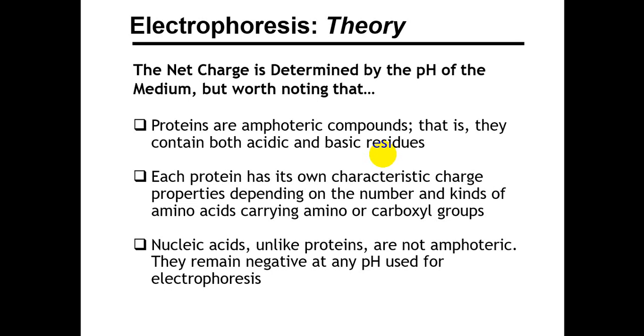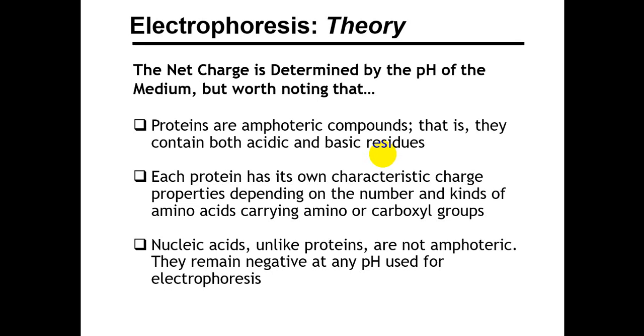Each protein has its own characteristic charge or properties depending on the number and kinds of amino or carboxyl groups. Nucleic acids, unlike proteins, are not amphoteric. They remain negative at any pH used for electrophoresis.